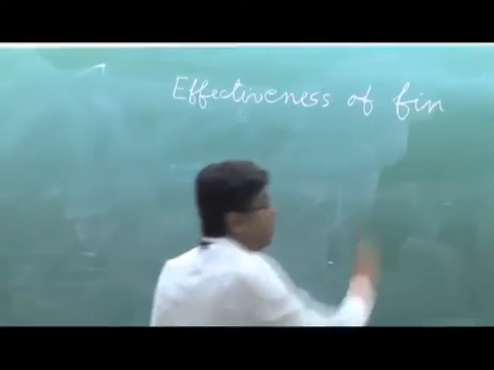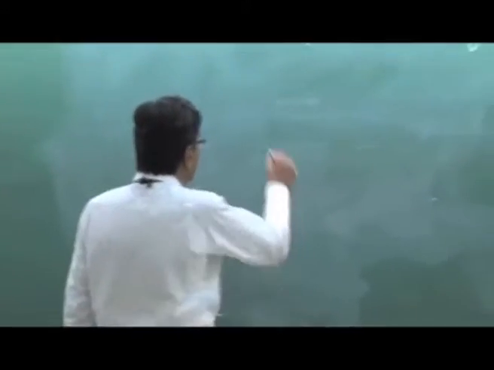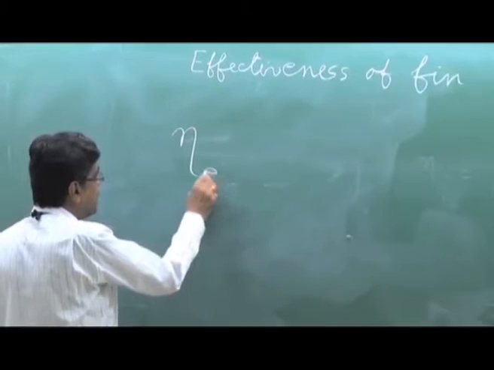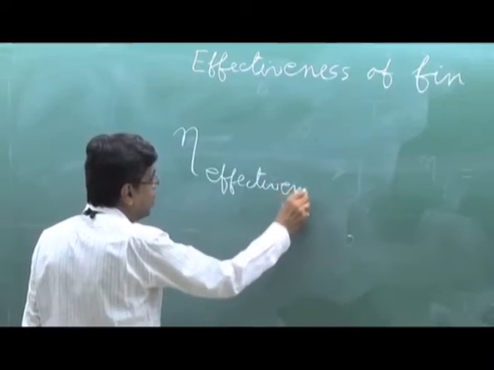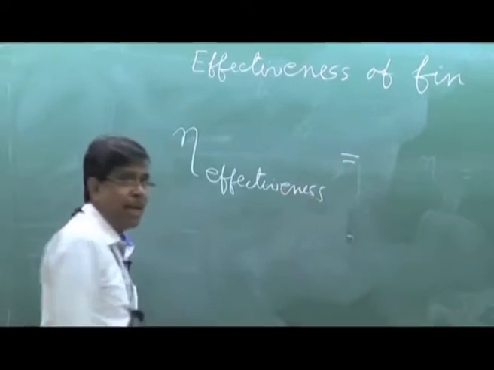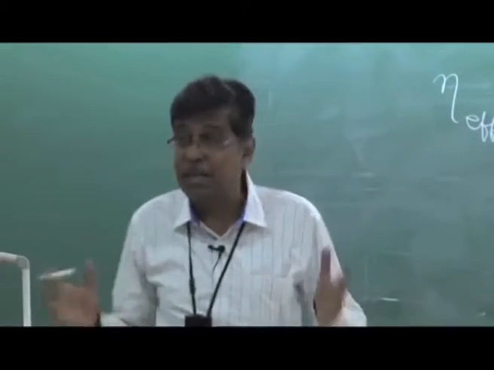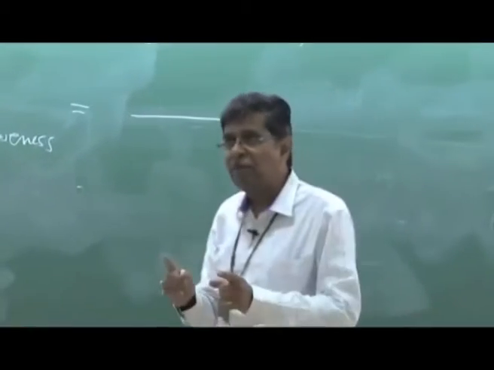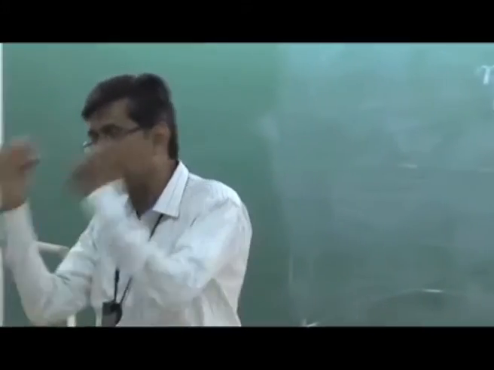Effectiveness of fin. To judge this, let us define a parameter in a similar way as the efficiency. It is known as effectiveness, but frankly speaking, physically efficiency and effectiveness are the same. Effectiveness of performance is efficiency, but here it is defined in a little different way. Efficiency is the effectiveness of its performance when it is performing. But now I will judge what is the difference between the two, that it performs or it doesn't perform.